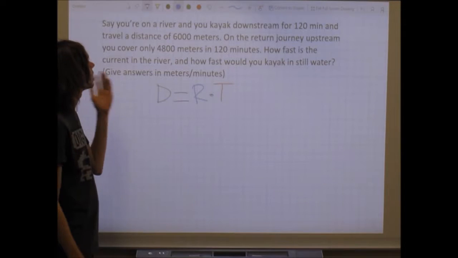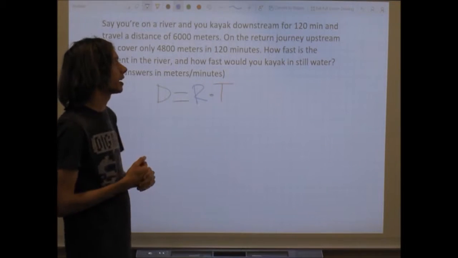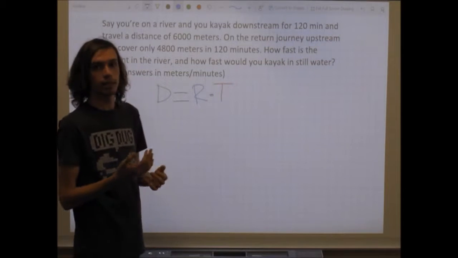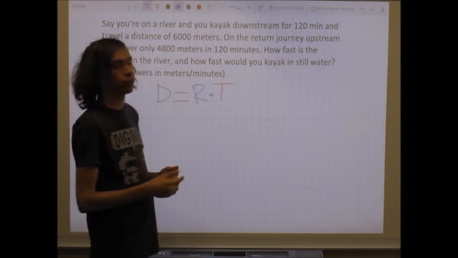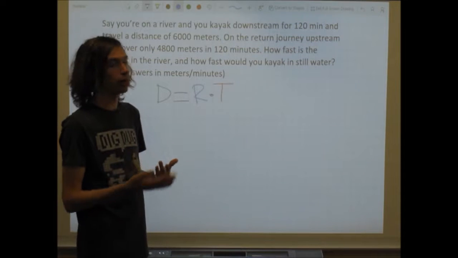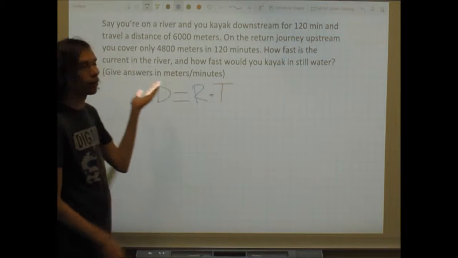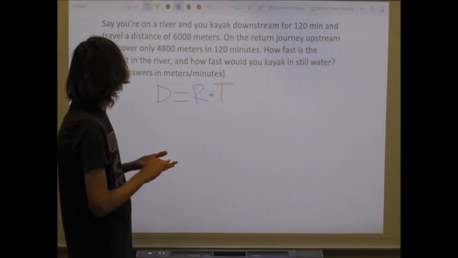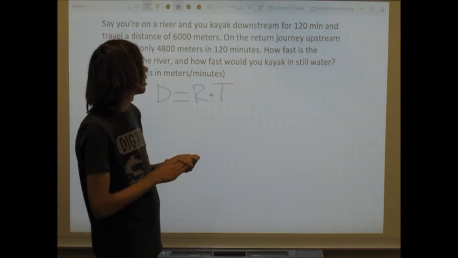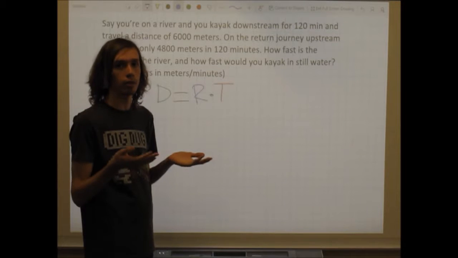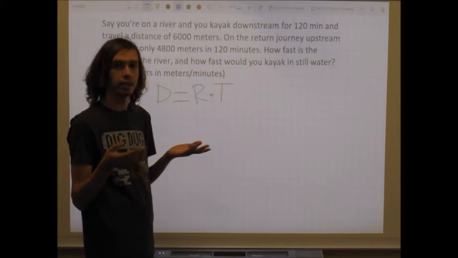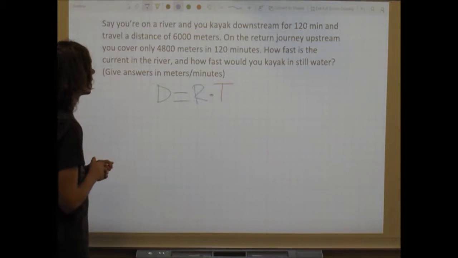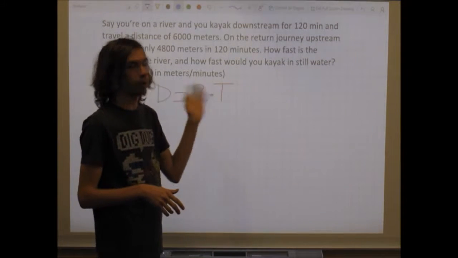It says, say you're on a river and you kayak downstream for 120 minutes and travel a distance of 6,000 meters. On the return journey, upstream, you cover only 4,800 meters in 120 minutes. How fast is the current in the river, and how fast would you kayak in still water? You know, how fast could you kayak if you weren't in a river, say like if you were in a lake or something? And once the answer is in meters per minute, we'll worry about that later.